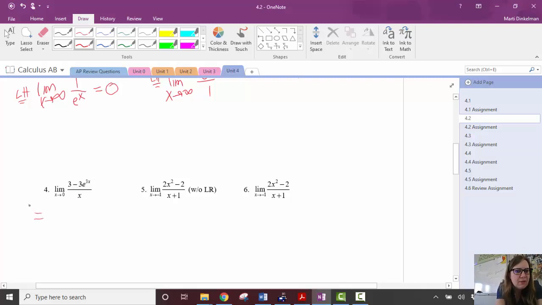This is not a top heavy, bottom heavy, equal one because it's not a limit at infinity like those earlier ones were.